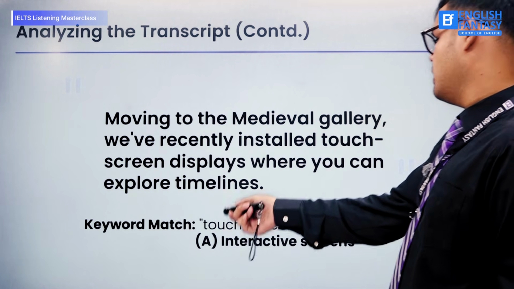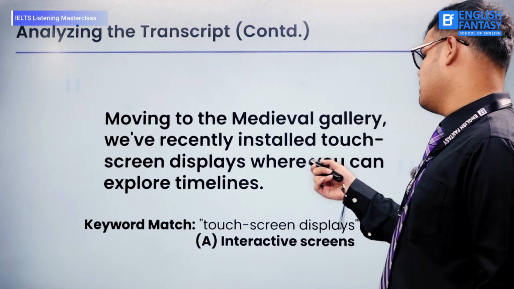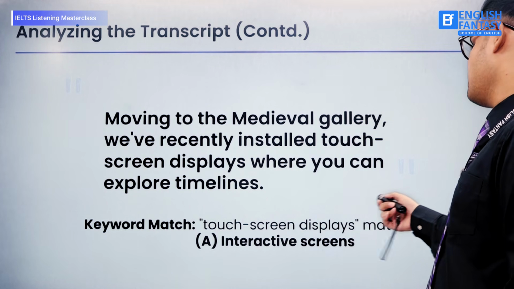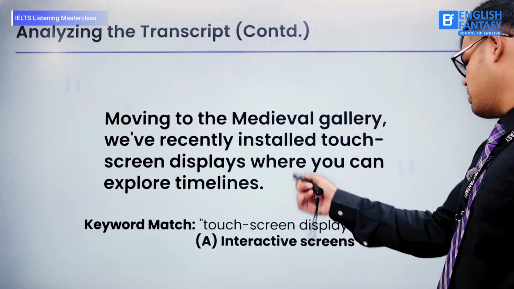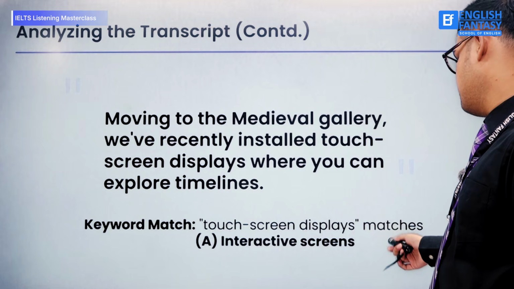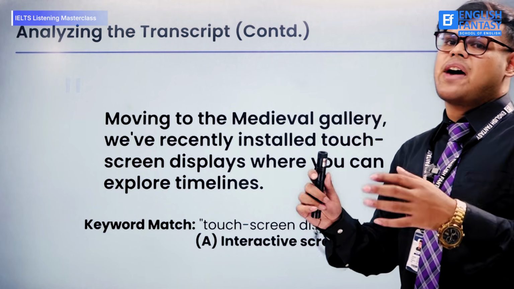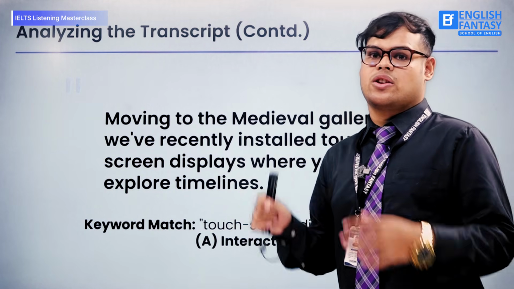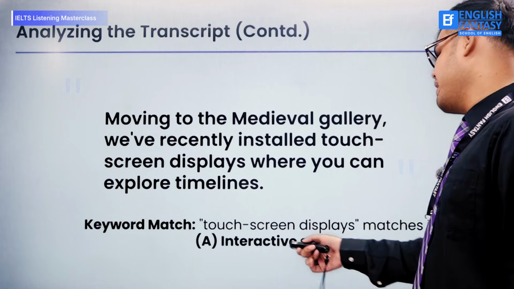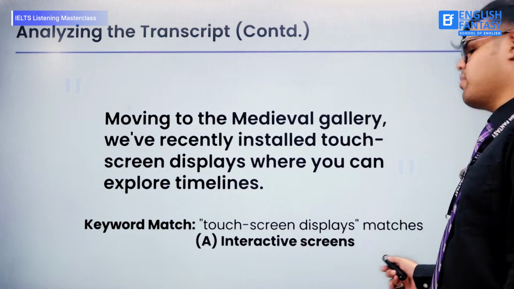For the next section, moving to the medieval gallery: we've recently installed touchscreen displays where you can explore timelines. If we try to match the keywords, touchscreen display matches interactive screens. Interactive means that we can interact with something. Now, when you're presented with a touchscreen, you can touch it, you can interact with it. So we can understand that touchscreen displays matches the option interactive screens.